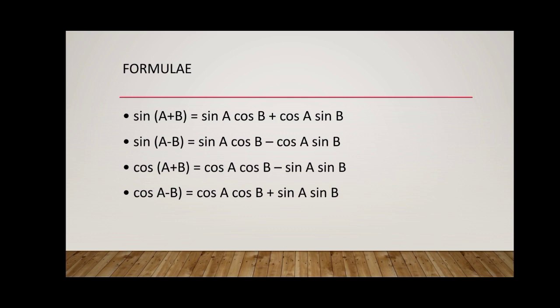The third one is cosine A plus B is equal to cosine A cosine B minus sine A sine B. The fourth one is cosine A minus B is equal to cosine A cosine B plus sine A sine B.